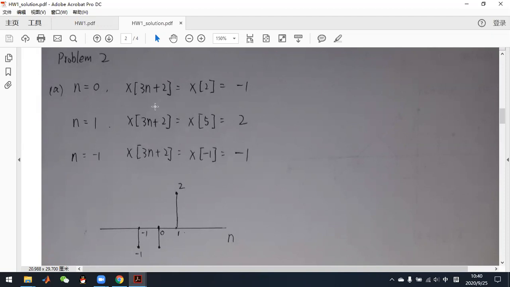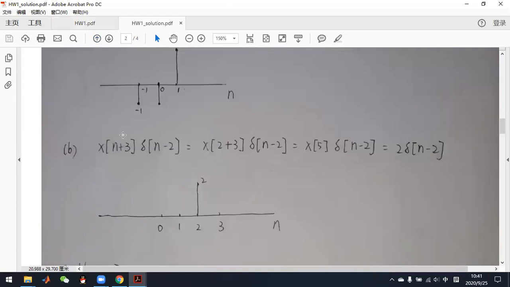For example, before the compression, when n is equal to 1, after the compression, n is equal to 1 over 3. But 1 over 3 is not an integer, so the value is lost after the compression. So only the multiples of 3 of n before the compression are left after the compression. So you need to pay attention to that.